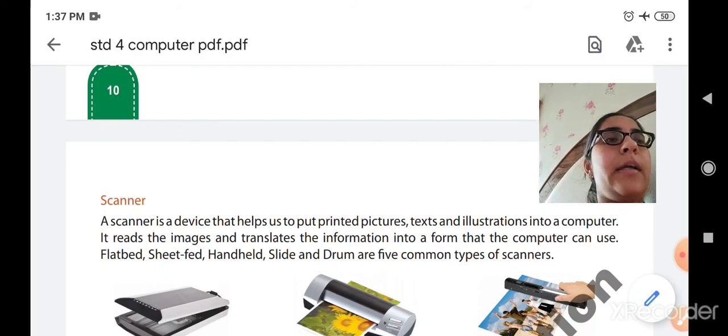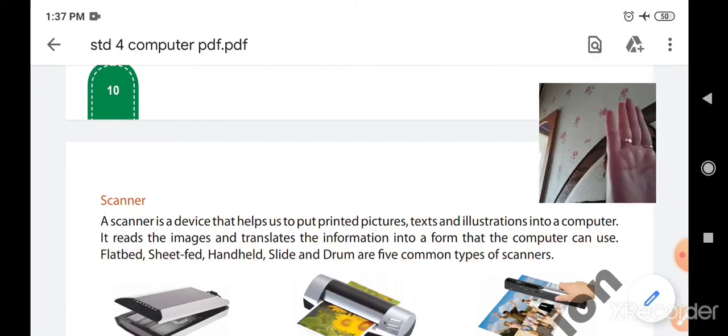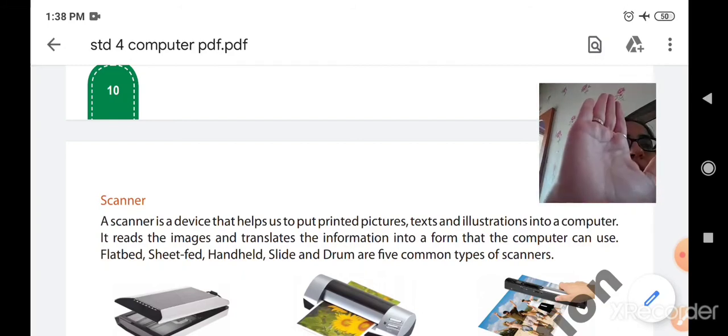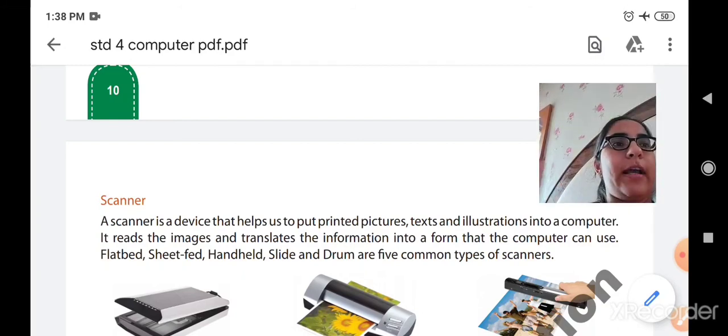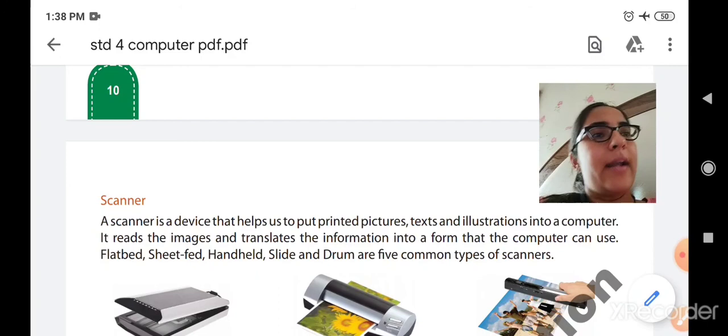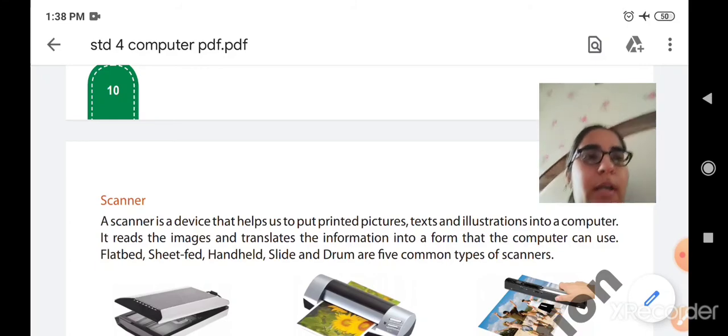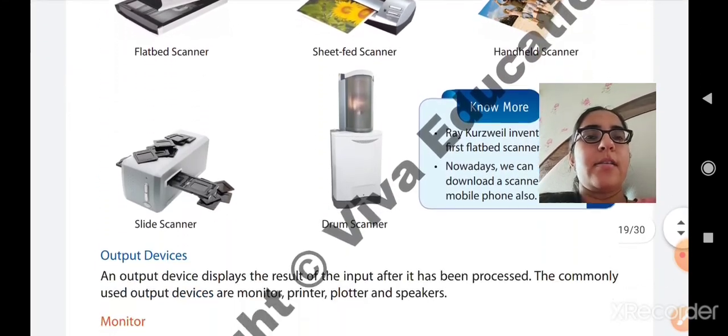It means that if you have a picture of yours, see, here my picture is there, and I want it on the mobile phone or on the computer, then I use the scanner. A scanner is the machine which is used to convert the hard copy into the soft copy. Okay, so here our input devices are finished.